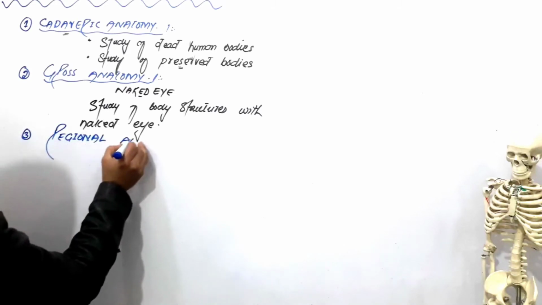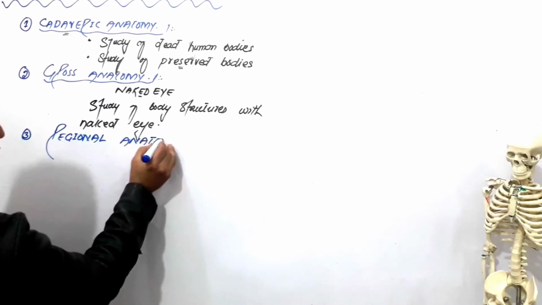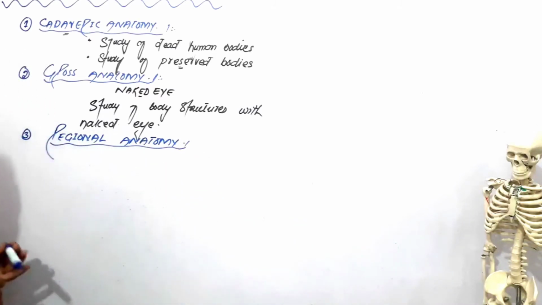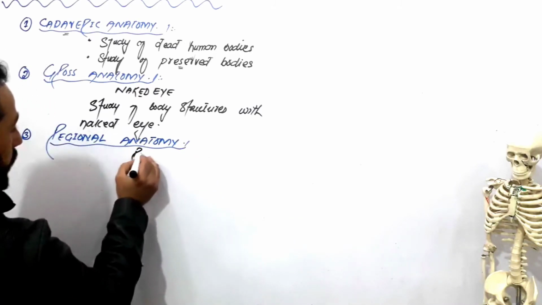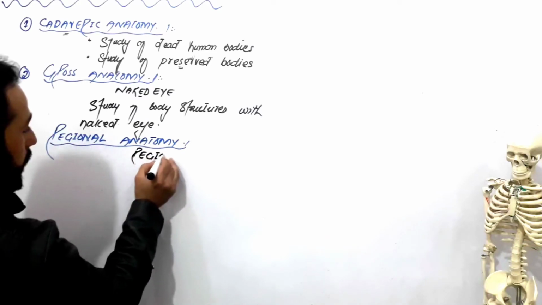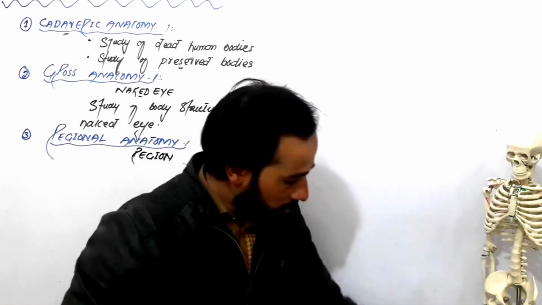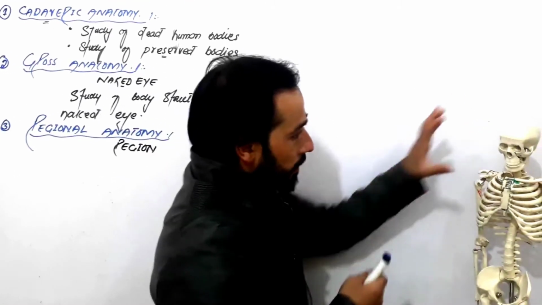Regional anatomy. What does it mean by regional anatomy? Look carefully, my dear friends. Regional means region, and region means a part. So look carefully. Here is our friend standing.